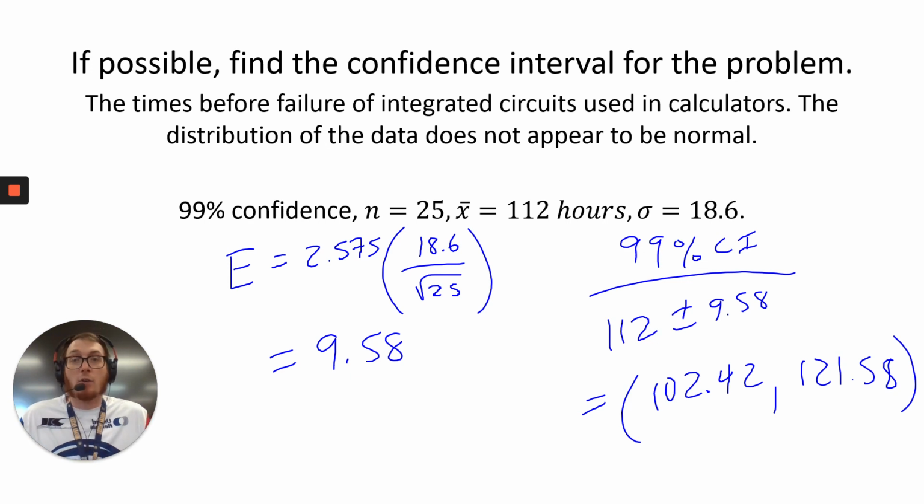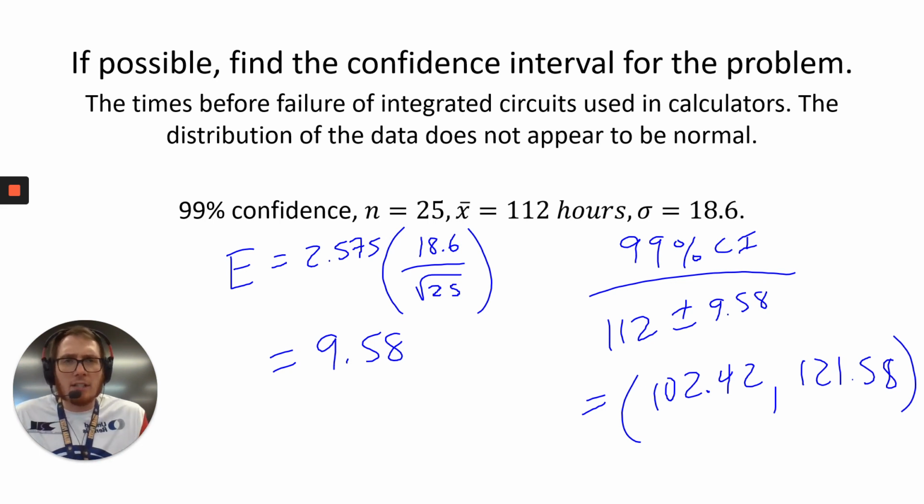So we are 99% confident that the amount of time before the calculator breaks is going to be between those two numbers. And so the true average or amount of time should be between those two. We're 99% confident that it is. Remember, it's not a 99% chance, it's 99% confidence. There's a difference between those wordings.